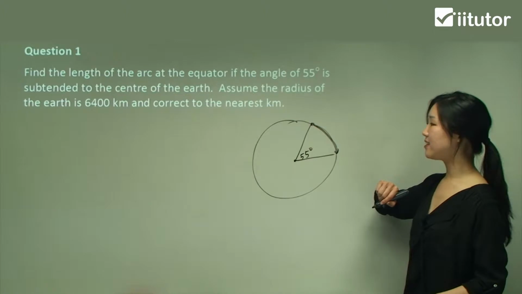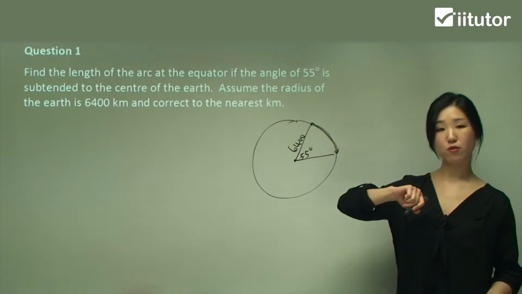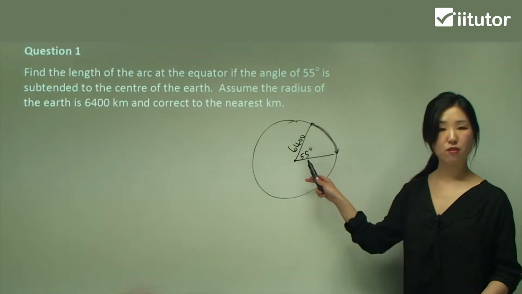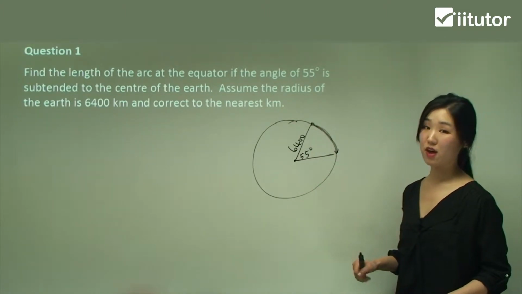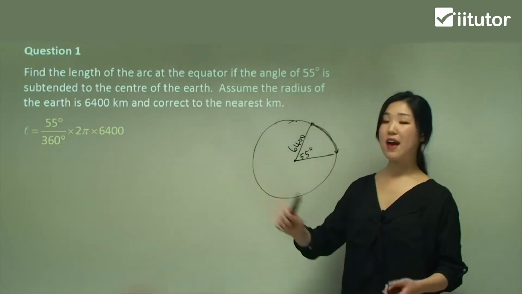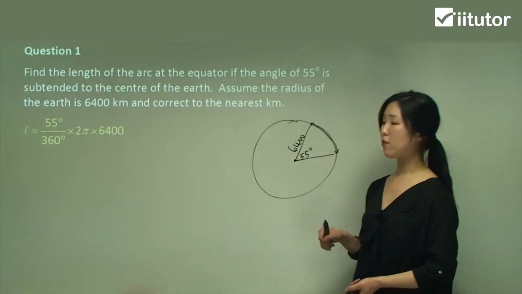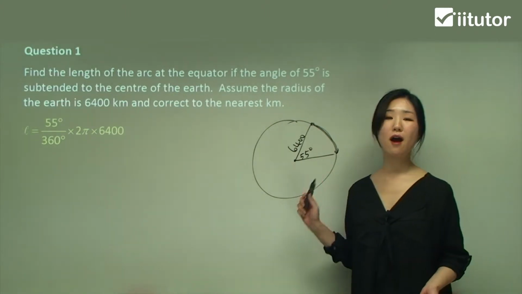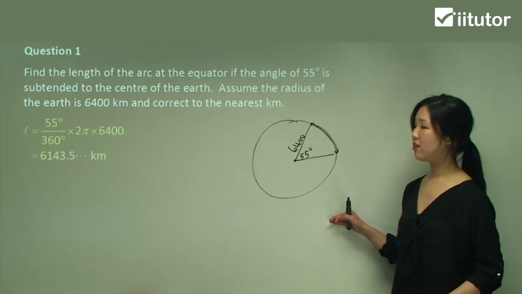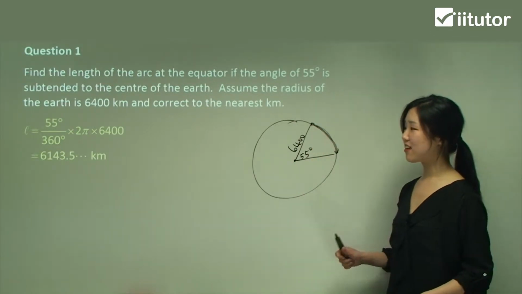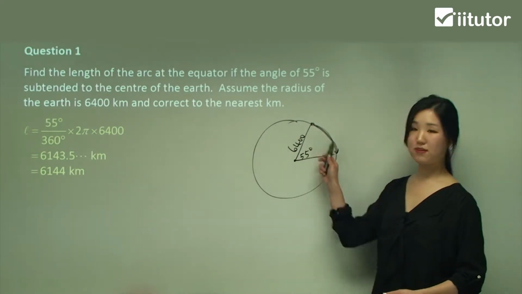Make sense, guys? And it tells us the radius is 6,400. So this length here is 6,400. We've got the angle at the center of this sector, and we've got the radius. So to find the length of this arc, we just have to use our length of the arc formula. 55 degrees out of the full revolution, 360 degrees, is the fraction of the circle of this sector, and we multiply it by the circumference, 2 pi r, where r is 6,400. Multiply them all together, and to the nearest kilometer, it should be 6,144 kilometers. That's the length of this particular arc here.